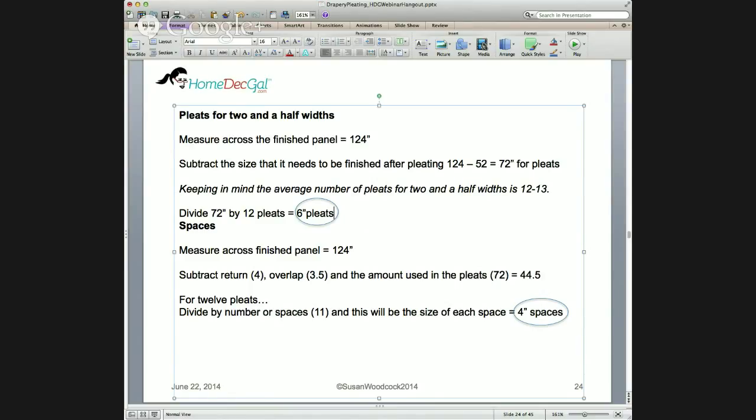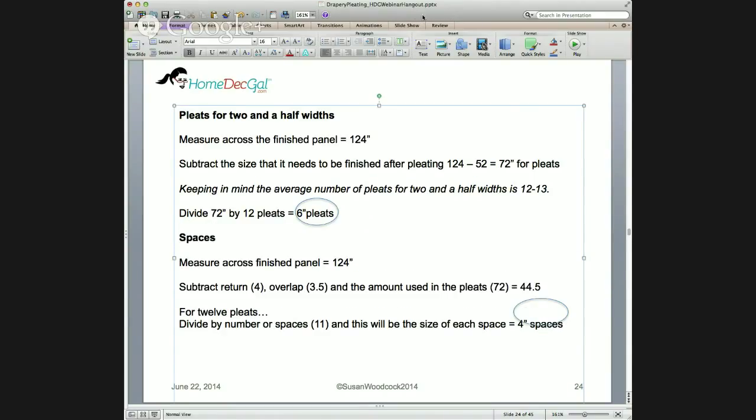Now let's determine the spaces. Measure across the finished panel, which is 124 inches. Subtract return, overlap, and then the amount used in the pleats, which was 72. That leaves 44.5. And then divide that number by your spaces. We had 12 pleats, so we have 11 spaces, and the size of each space is a perfect 4 inches.